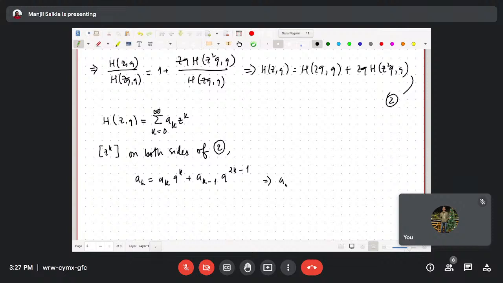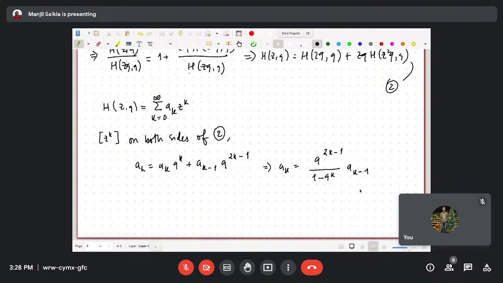And this just implies that a_k is equal to q^(2k-1) divided by 1 minus q^k, times a_{k-1}. Now, this is a very nice recursion again, where this is just a one-term recursion. So I can just keep on reiterating this, replacing a_{k-1} by the next level of recurrence, where I'll replace a_{k-1} by a_{k-2} and so on. And if I keep on doing this, then eventually I'll see that a_k is equal to q raised to the power k square divided by this product, 1 minus q^i, where i is going from 1 to k, times a_0. So this is what I have.